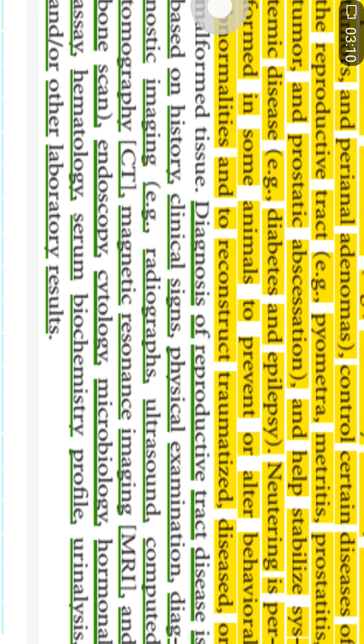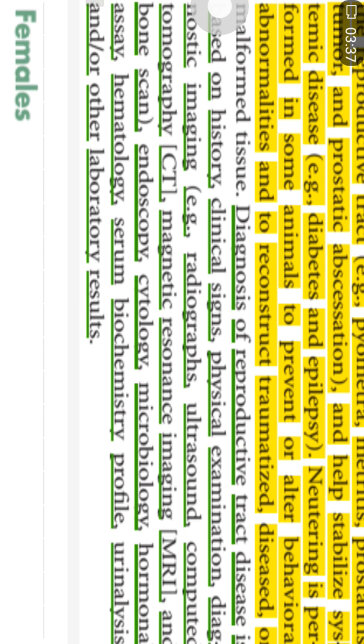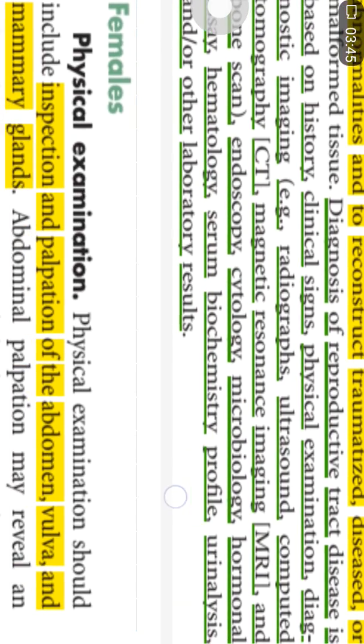So the reproductive system diseases can be diagnosed by using different tools, on the basis of the history taken from the owner, on the basis of the clinical signs, the physical examination, diagnostic imaging, radiographs, ultrasonography, and lab values. So these are the different techniques which are useful for making the diagnosis of the different surgical diseases of the reproductive systems.